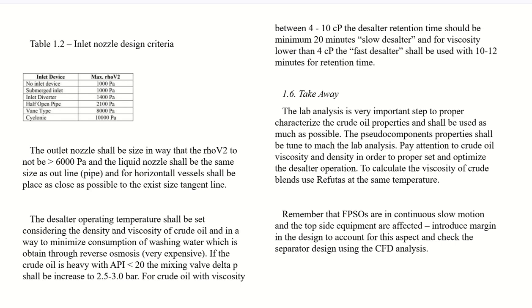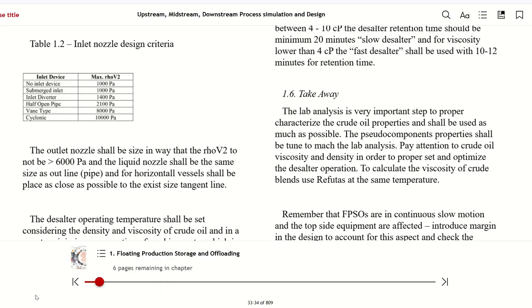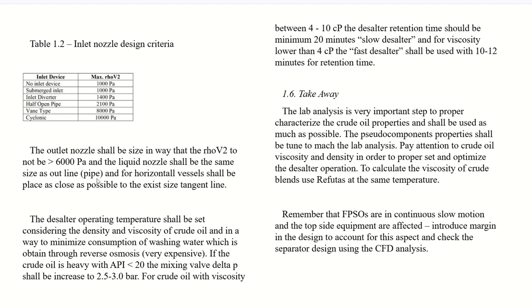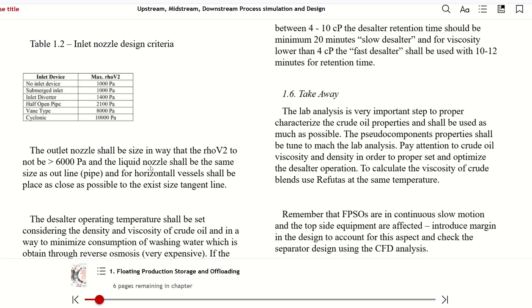The desalter operating temperature shall be set considering the density and viscosity of the crude oil in a way to minimize consumption of washing water, which is obtained through reverse osmosis. If the crude oil is heavy with API less than 20, so water to API is 10, less than 20 is close to water actually. And the mixing valve delta P shall be increased to 2.5 to 3 bar because it is more viscous.